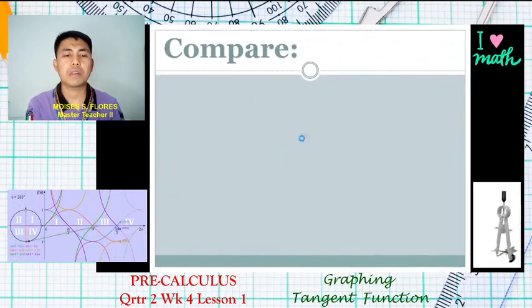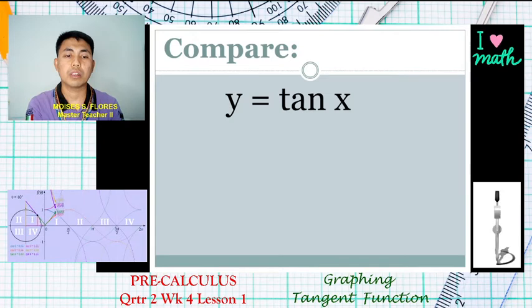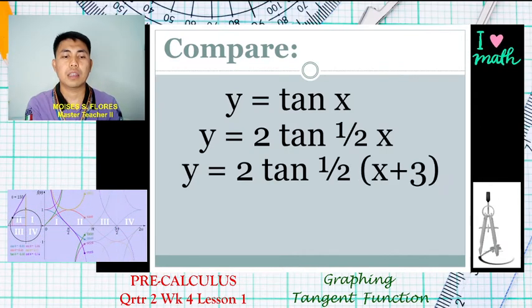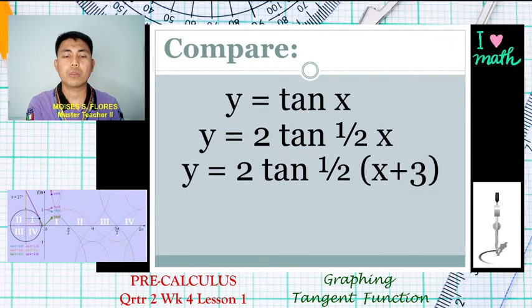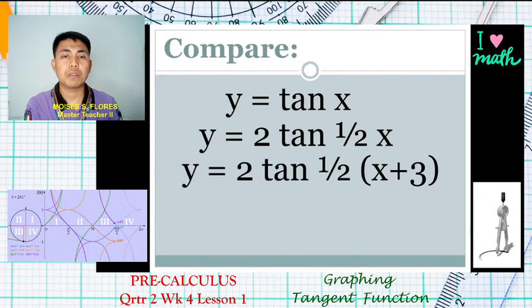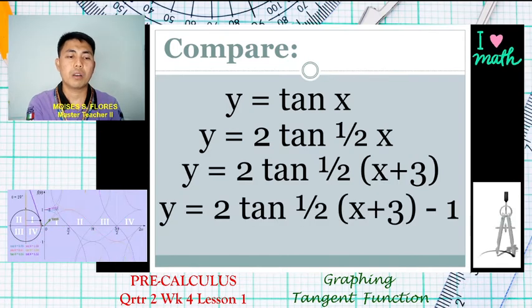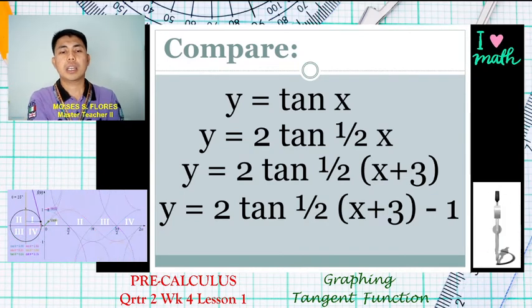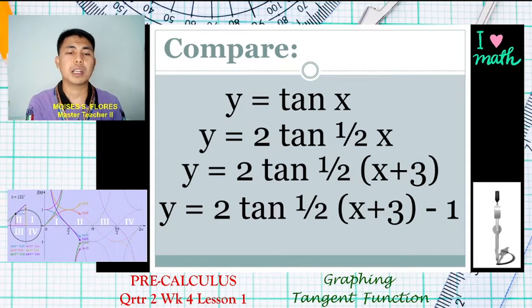Okay, let's compare from the origin, our parent function, which is y equals tan x. And then of course, from what we have solved a while ago, y equals 2 tangent 1 half x. And then y equals 2 tangent 1 half quantity x plus 3. This time we have the horizontal or phase shift. And then y equals 2 tangent 1 half quantity x plus 3 minus 1. This minus 1 now refers to our vertical shift.